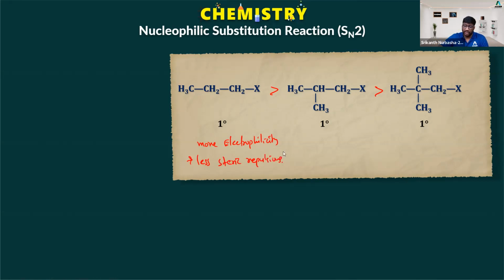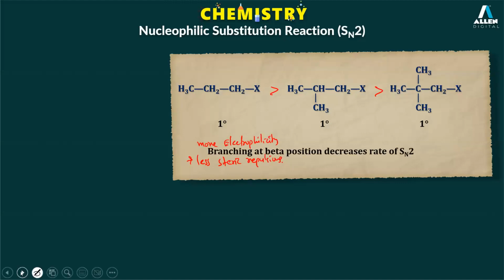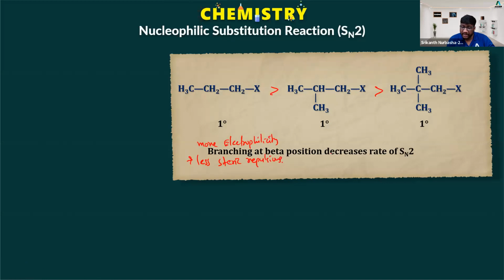Everyone got it, students? Branching at beta position. This is alpha, this is beta. Branching at beta position decreases the rate of SN2 because of increasing steric repulsions.